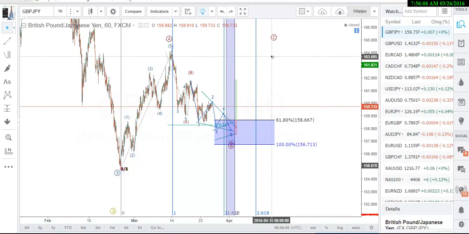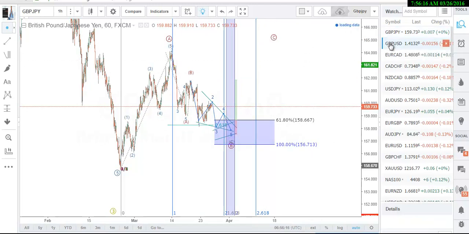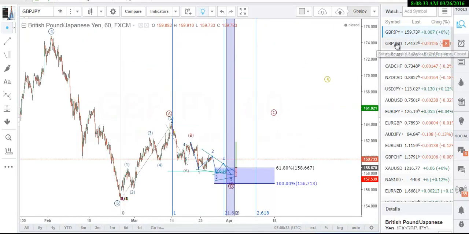before we take any action. All right, so that is GBP yen. GBP yen is expected to dip before a rally, the final rally up here. So let's go to the GU now.